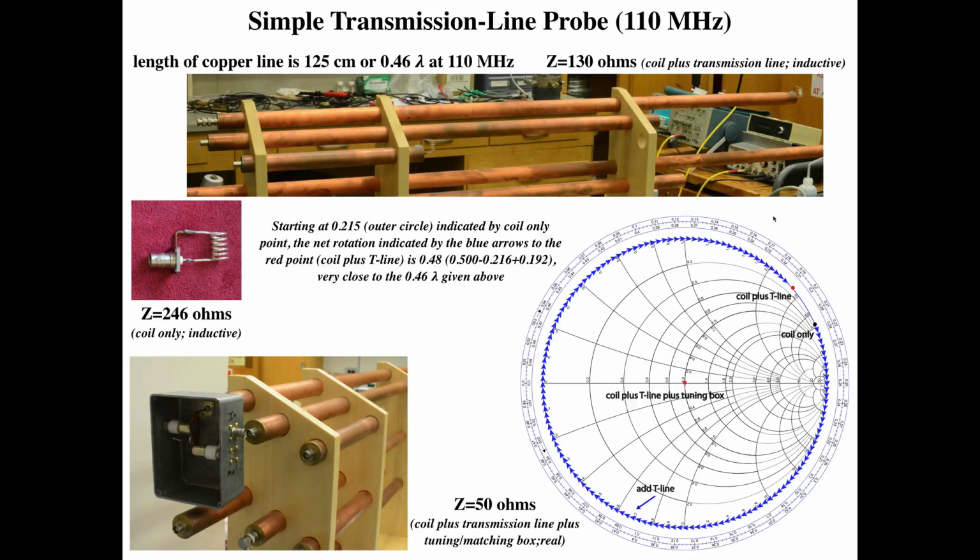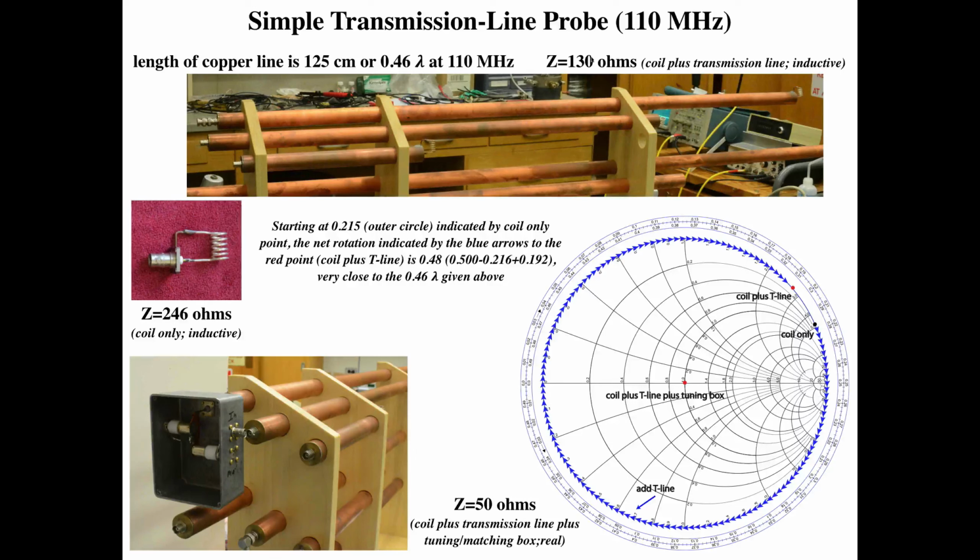And what did we say? This line here is 0.46 lambda. So let's add 0.46 lambda to 0.216. So we get 0.676. Okay, so let's just follow this around. We come around, it gets us to the 0.5 mark, and that still leaves us another 0.18. So go around another 0.18. It tells us that the impedance should be around here when I add that transmission line. I should transform that coil impedance from here to about here.